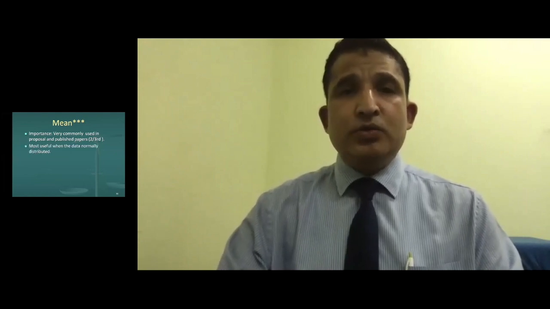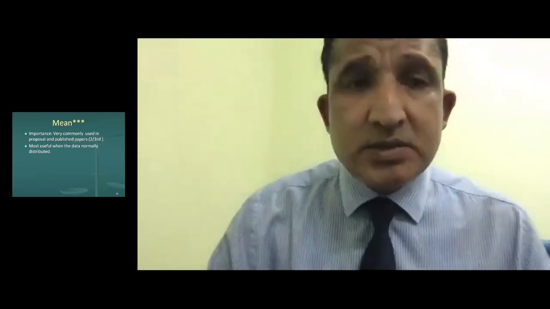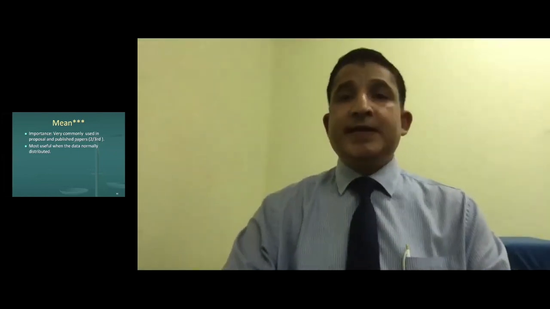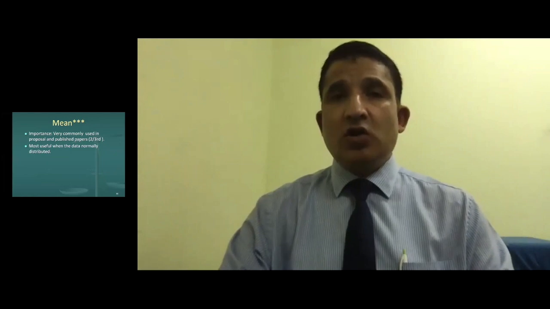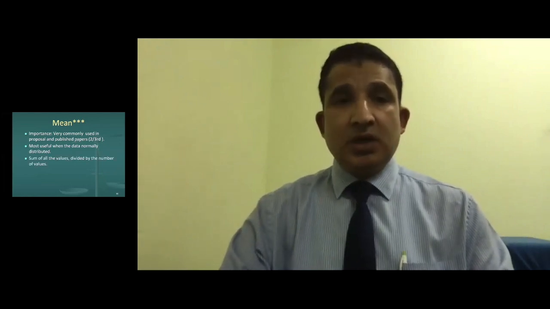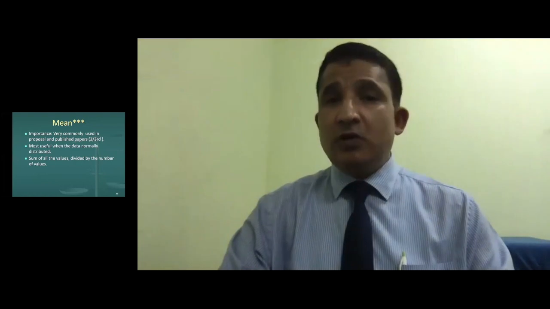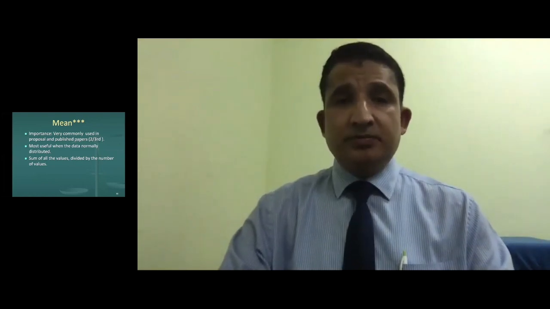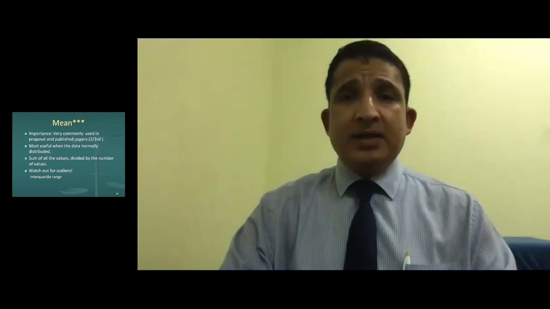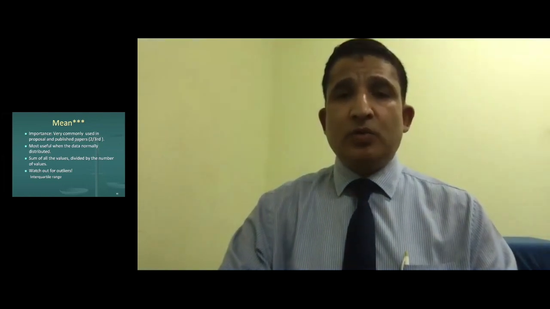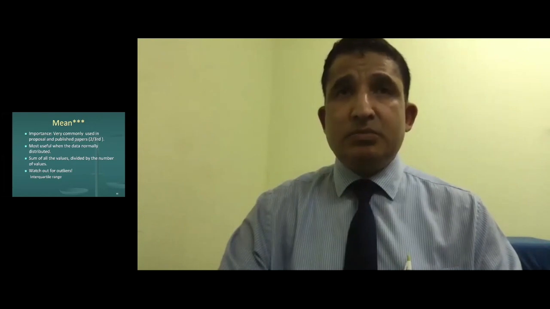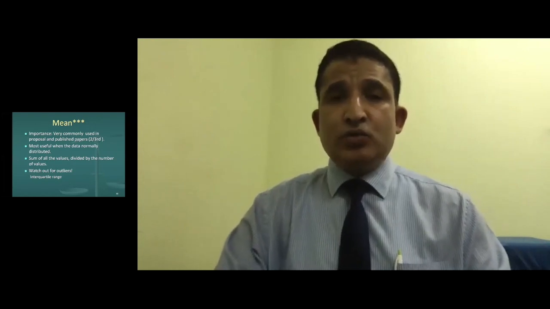Mean is very commonly used in mainstream journals. More than 2/3 of the mainstream journals and proposals have used the mean, so it is very commonly used and we should know what it means. It is most useful when the data is normally distributed. If the data is not normally distributed, mean is not used. It is nothing but the sum of all the values divided by the number of values. But one bad thing about the mean is we have to be careful about outliers. If one data point is extremely far spread, it could skew the mean.